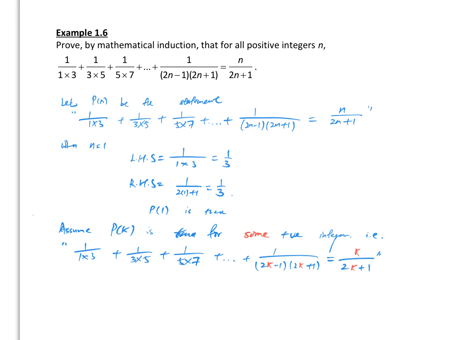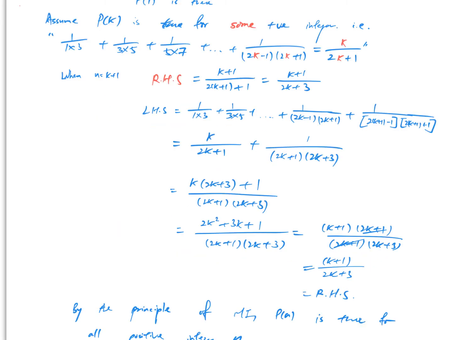Step 3. Assume P of k is true for some positive integers. And copy down the question. Remember, change all the variables from n to k. Step 4. When n is equal to k plus 1, remember in general I write down the right-hand side first. The right-hand side, substituting n is equal to k plus 1, is k plus 1 over 2 times k plus 1 plus 1. Simplify, k plus 1 over 2k plus 3.